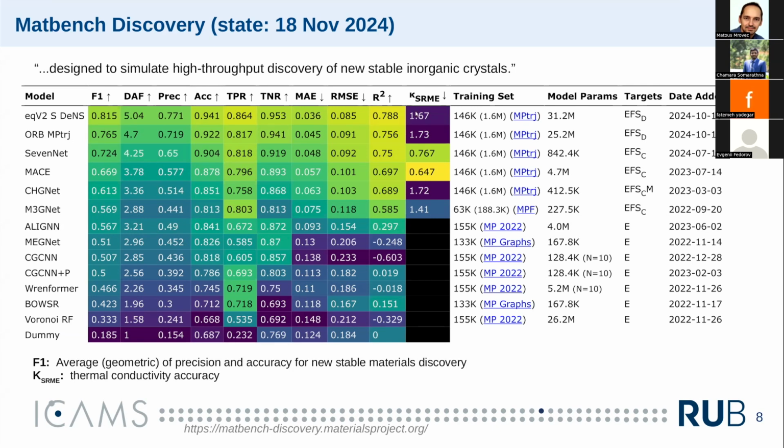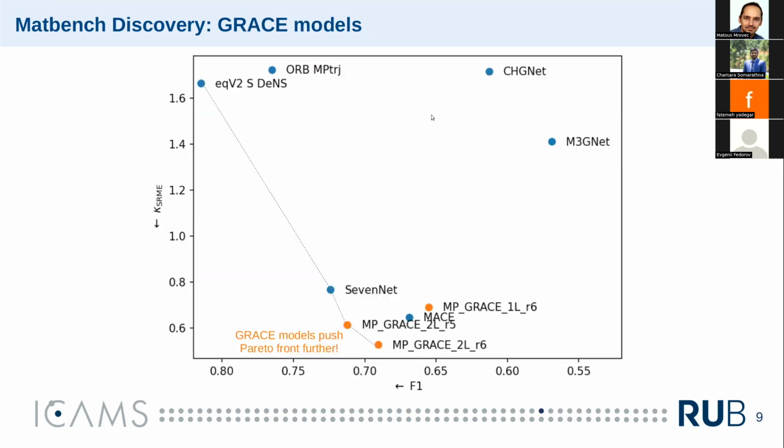And the second type of competition he recently introduced is thermal conductivity prediction using Phono3py, so anharmonic contributions. It means that it does require quite accurate forces. The smaller the better for this thermal conductivity accuracy, kappa SRME. So we can now combine this F1 and kappa because they measure two different aspects, and our Grace models look like this on this Pareto front.